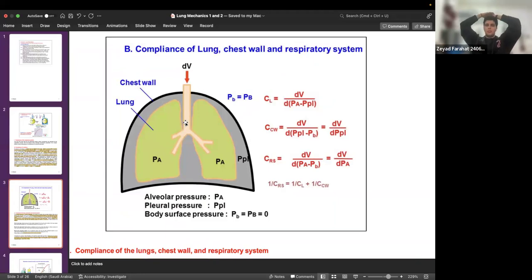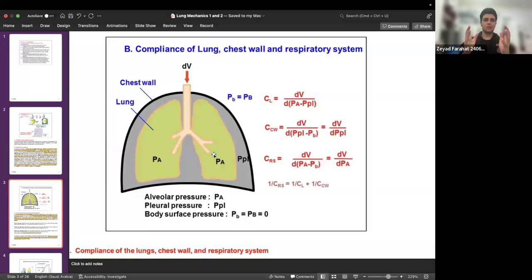So we studied compliance. Compliance is great. We know compliance now. How do we do compliance in medicine? Because we're doctors. Back again. So here, this is the lung. The lung has a pressure inside of it, which is the alveolar pressure.